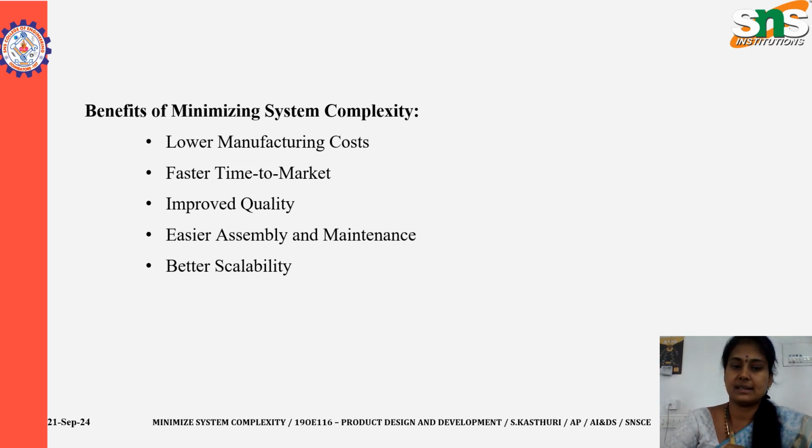Improved quality. Fewer parts and simpler designs mean fewer opportunities for defects, errors, or malfunctions during the manufacturing or assembly. Easier assembly and maintenance. Simpler products are easier to assemble and maintain, leading to lower labor costs and reduced potential for assembly-related issues. Better scalability. A less complex system is easier to scale for mass production, leading to lower per unit cost at high production volumes.